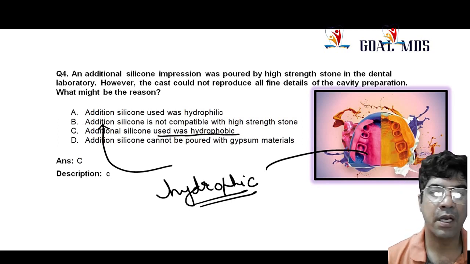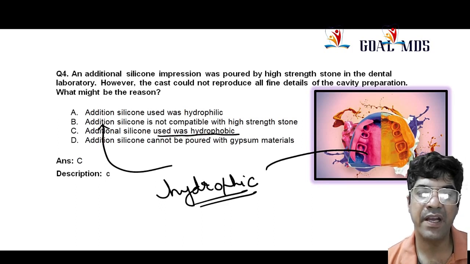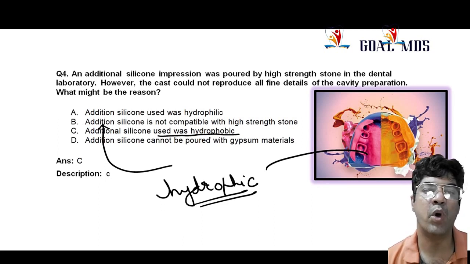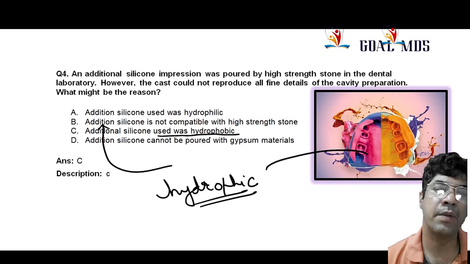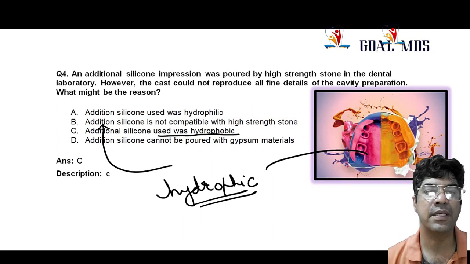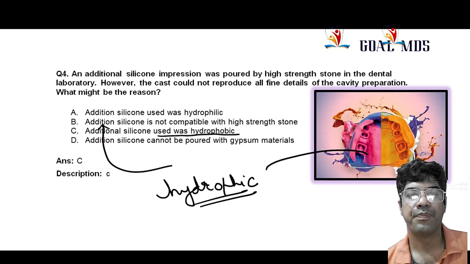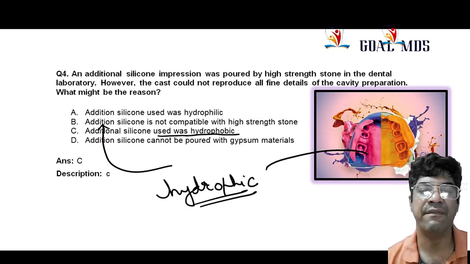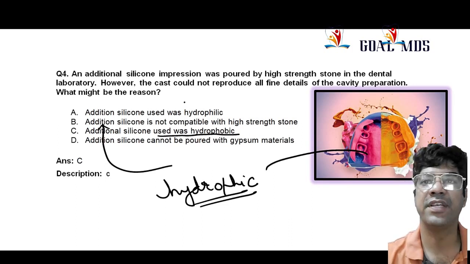So hydrophobic impression material will have a difficulty in capturing the fine details in moist or wet environment. So that can result in less accurate reproduction of the prepared tooth surface. In contrast, the hydrophilic impression materials are designed to have better moisture control and they can reproduce all the fine details more effectively in a wet environment like the mouth. So your answer would be C.